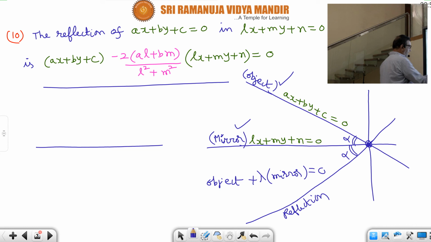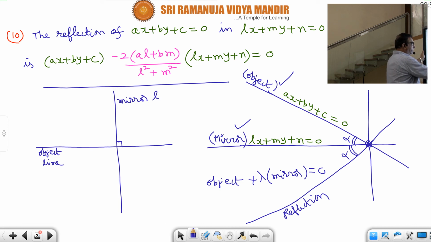So this is the object line. Whatever it is, the equation does not matter. This is the mirror line. And because al plus bm is equal to 0, they are perpendicular lines. Now, what is the reflection of the mirror line in the object line? Sorry. So this is the mirror line. That is the object.